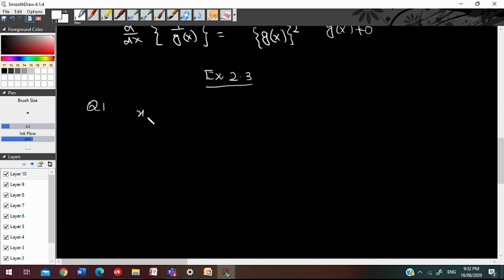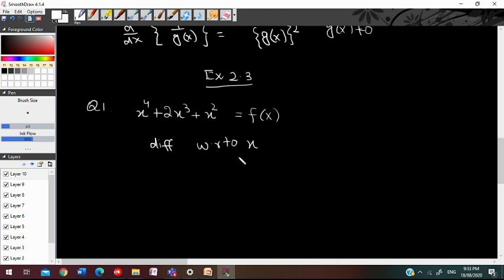Here we have x power 4 plus 2 into x cube plus x square. Now you can see this is a function f of x. You can see this is a function of x, means all terms have the same variable, and that is x. The question is differentiate this with respect to x.